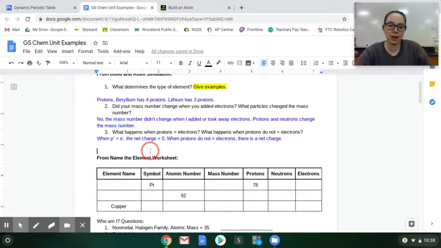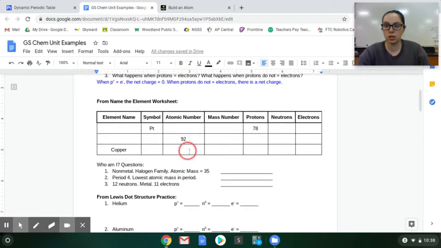That's the name the element worksheet. You had 2 parts of this worksheet: a giant table of information that you had to fill in, and some who am I questions.